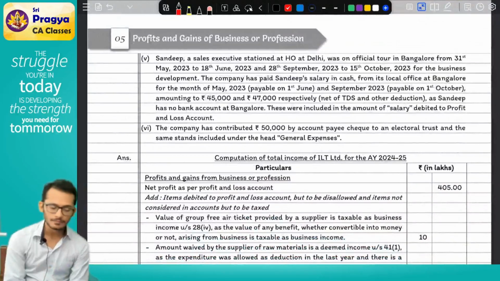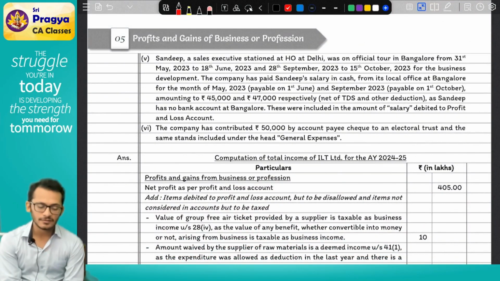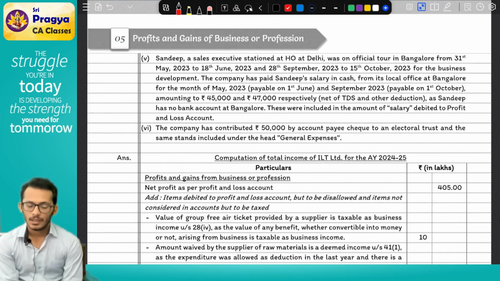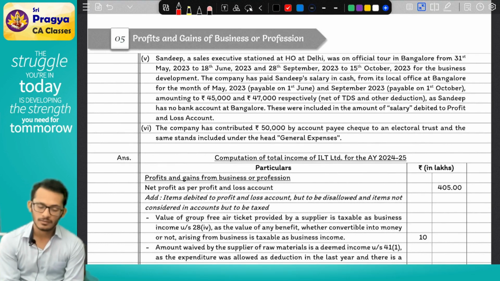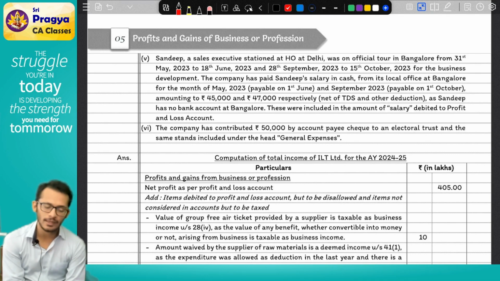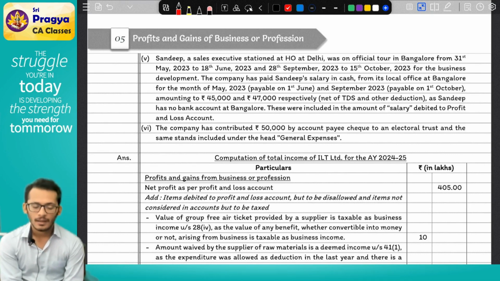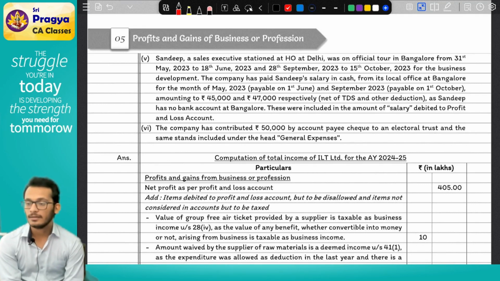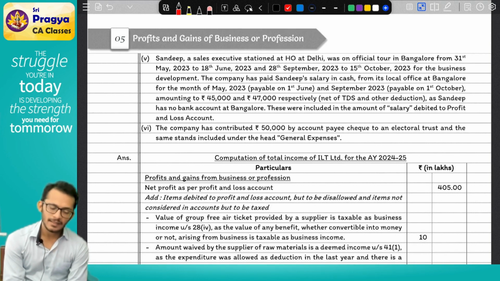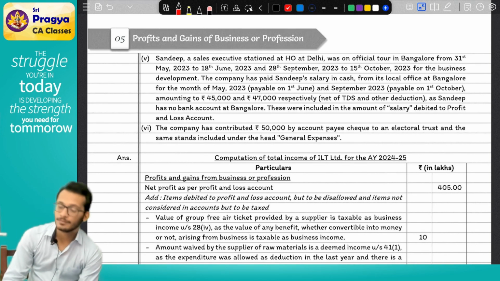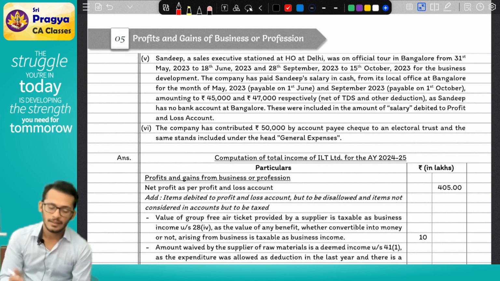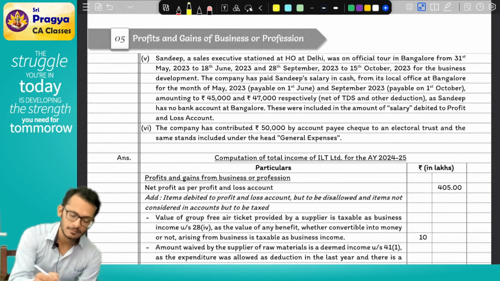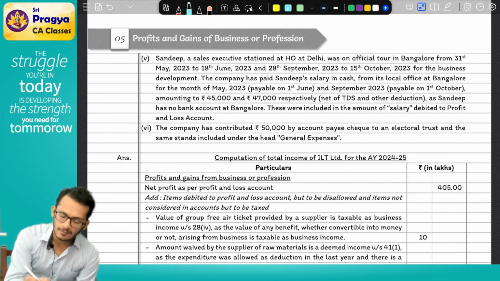Next. Sandeep is a sales executive stationed at the HO in Delhi. He is on an official tour to Bangalore from 31st May 2023 to 18th June 2023, and from 28th September 2023 to 15th October 2023, for business development. The company has paid Sandeep's salary in cash. Now there is a problem. You have paid an expense in cash. What is the problem?